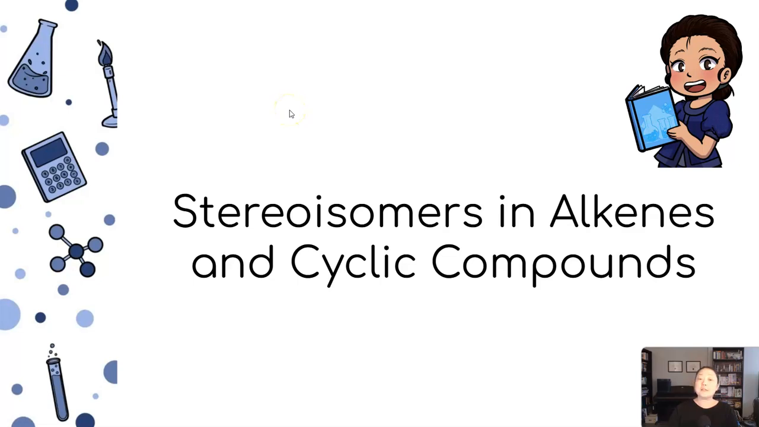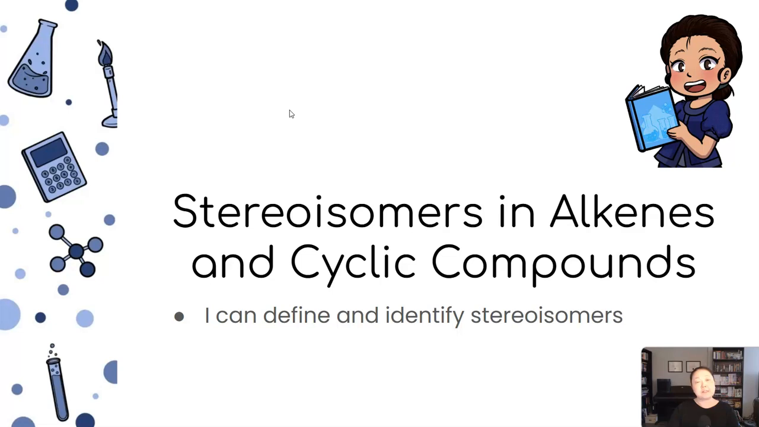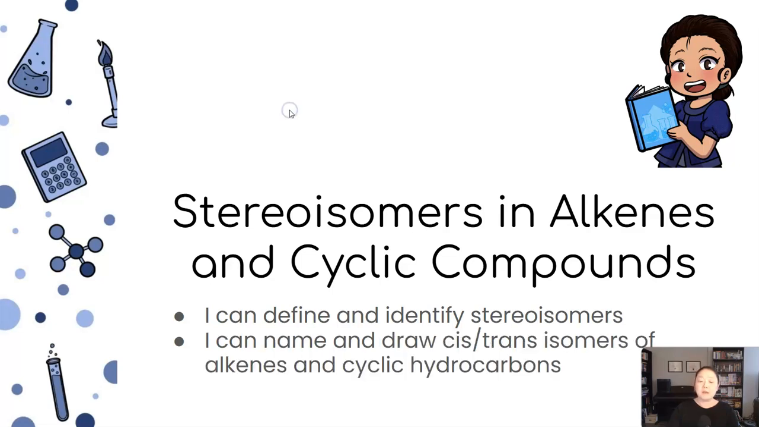Folks, and welcome to this lesson on stereoisomers in alkenes and cyclic compounds. By the end of this lesson, you should be able to define and identify stereoisomers, and name and draw cis-trans isomers of alkenes and cyclic hydrocarbons.